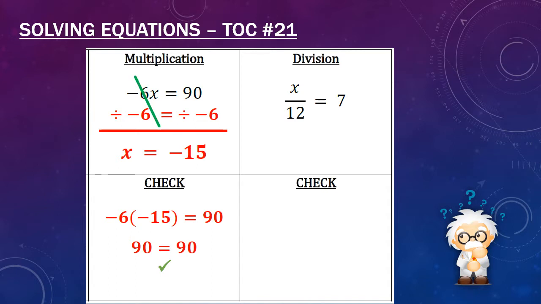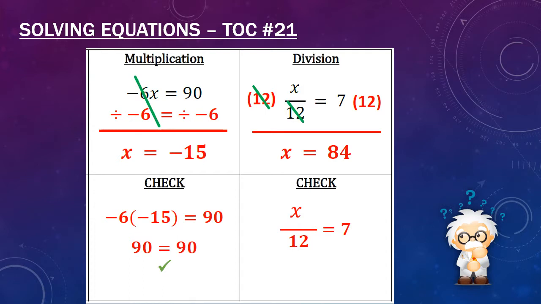And the last one is a division problem. So I'm going to solve using multiplication. Since I'm dividing by 12, I'm going to multiply both sides by 12. And this is how we show multiplication. We're going to show that we're multiplying using parentheses. And since I'm multiplying and dividing, I'm going to cross cancel those. On the left, 7 times 12 is 84. So my answer is x equals 84.